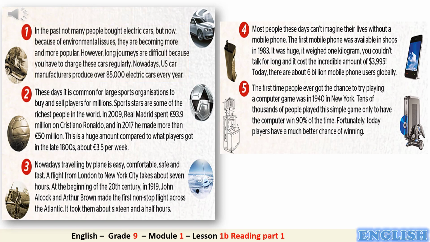2. These days, it is common for large sports organizations to buy and sell players for millions. Sports stars are some of the richest people in the world. In 2009, Real Madrid spent 93.9 million euros on Cristiano Ronaldo. And in 2017, he made more than 50 million euros. This is a huge amount compared to what players got in the late 1800s, about 3.5 euros per week.